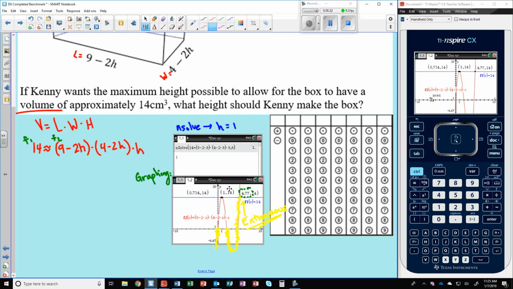So I'm looking between these two. Which x has a larger answer? The correct answer would be here. That would be the maximum. And this right here would be the minimum height possible. So because this says the maximum, my answer is, in fact, 1. But I do want to point out that nSolve only gave one answer, and this time it happened to be correct. But if it wanted the minimum, it would have been incorrect.